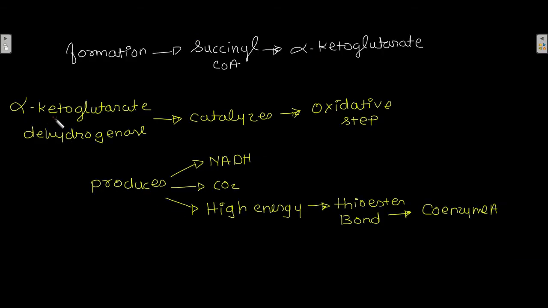Now alpha-ketoglutarate dehydrogenase is the enzyme which catalyzes this oxidative step, and because of this step there is production of NADH, carbon dioxide, and a high energy thioester bond in the coenzyme A. So in succinyl coenzyme A, this coenzyme A has a high energy thioester bond.